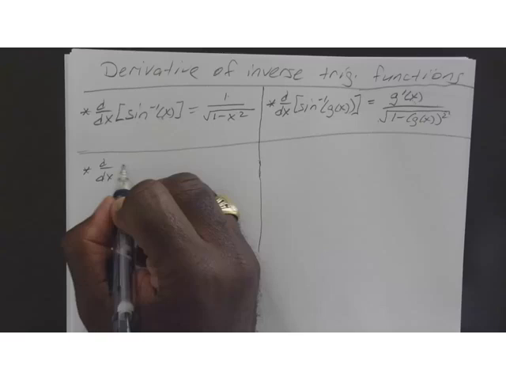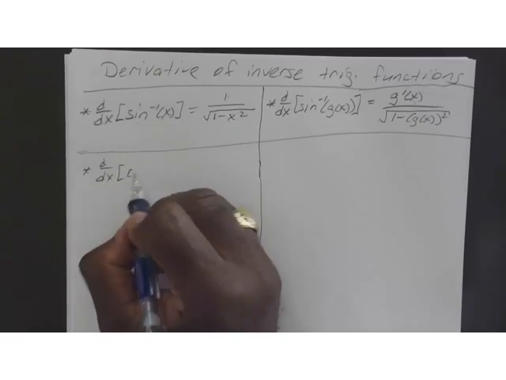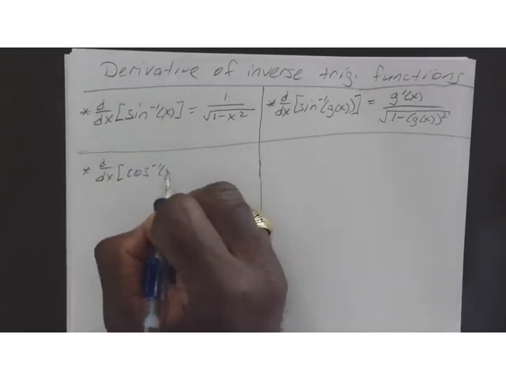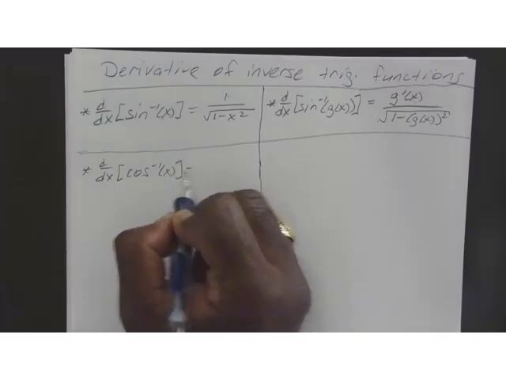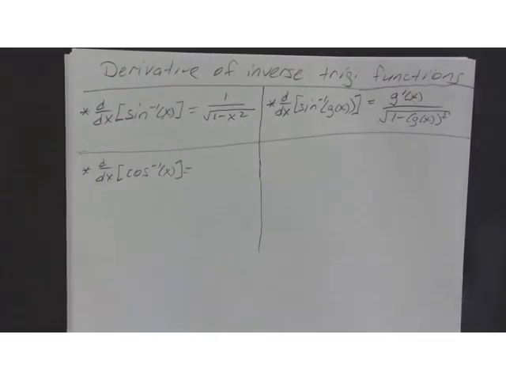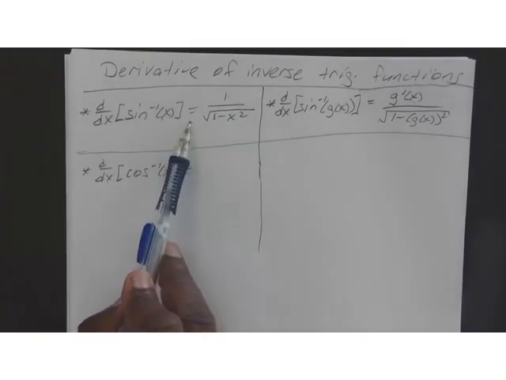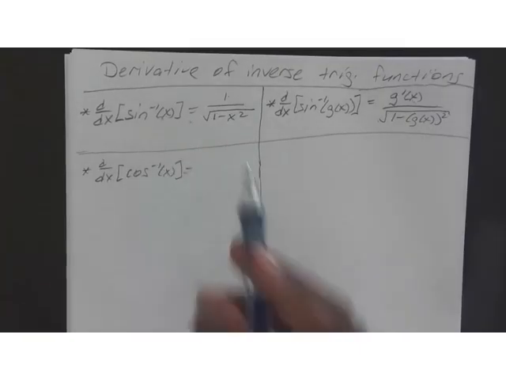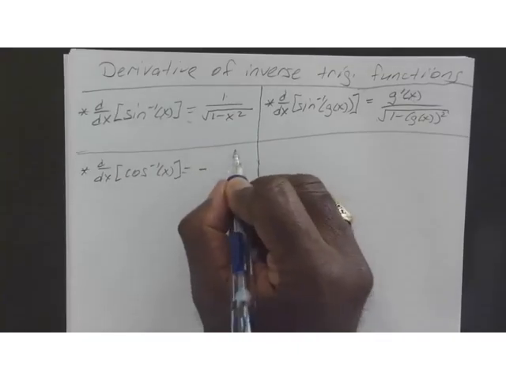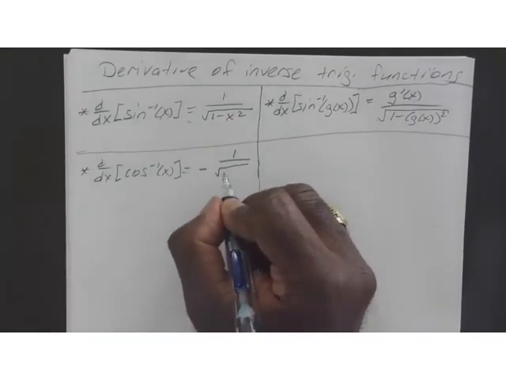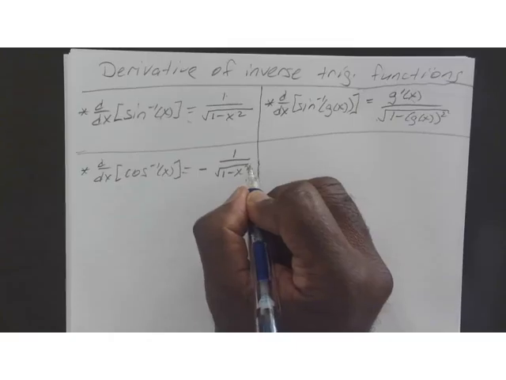Okay, now if we have the derivative of cosine inverse of x, it's the exact same formula as the sine inverse. The only difference is it's negative. So that's negative 1 over the square root of 1 minus x squared.